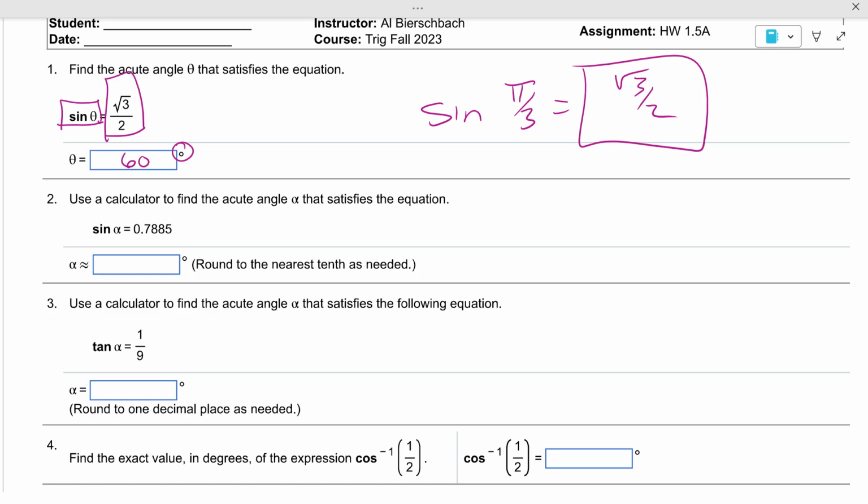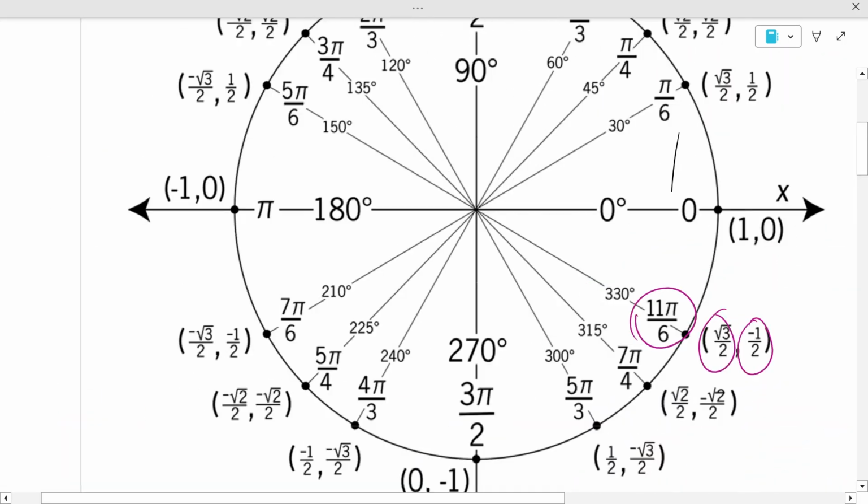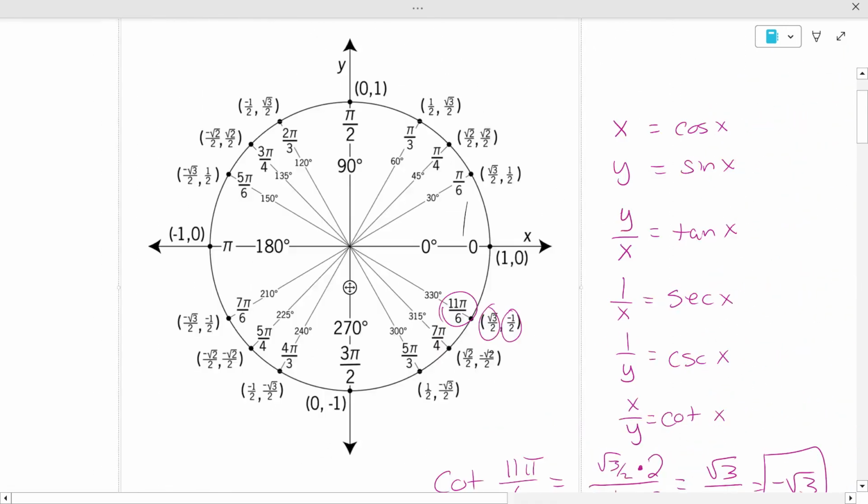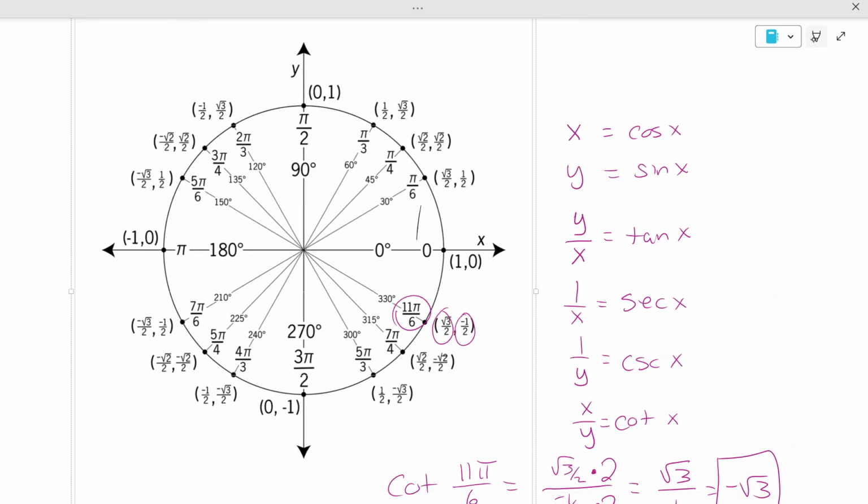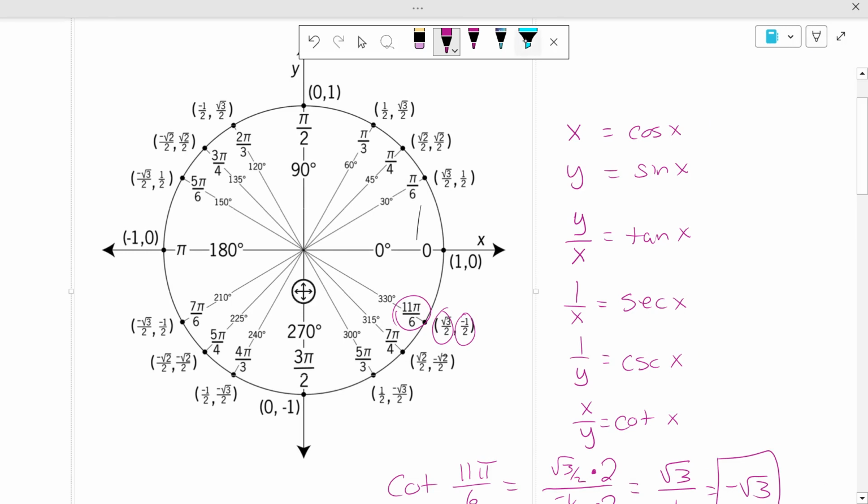Now, somebody might be going, well, wait up, Mr. Bierschbach, look at 120 degrees. 120 degrees is also square root of 3 over 2. So what answer do I put? Well, this is how we do it. This is also something you might want to put in your notes. So this area from here to here is what we use for sine.